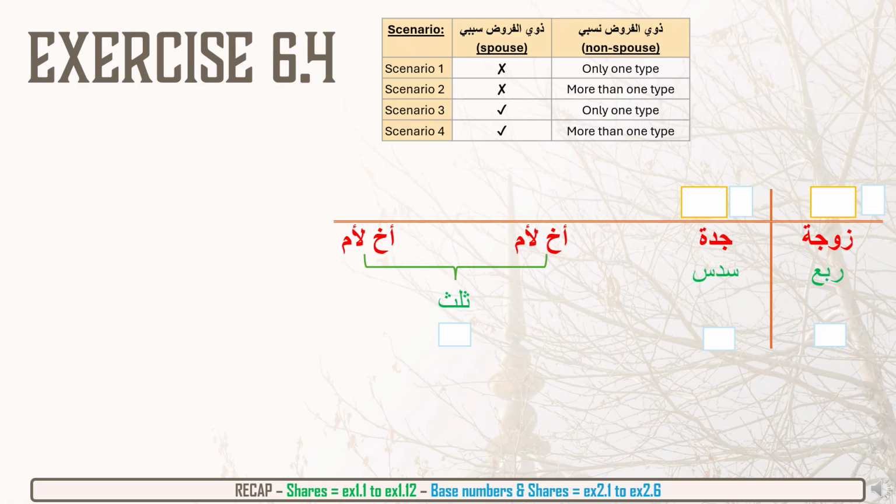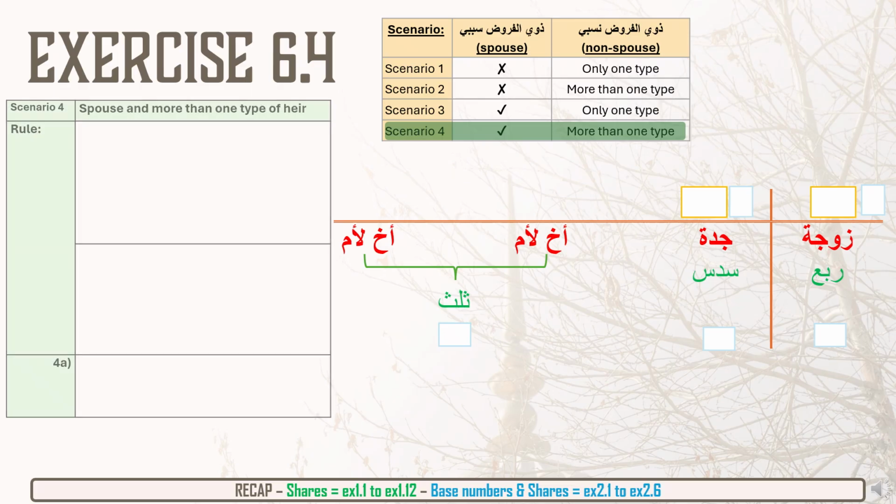Well, this time is scenario 4, which is the most complicated scenario because there is a spouse and there's more than one type. There's grandmothers and maternal brothers. So what is the rule? First of all, as you can see, we split up the spouses and the non-spouse. So that's why there's a line there. We write down the spouse first, and there's a separate section for the spouse on the right hand side, and the non-spouse will be on the left hand side.